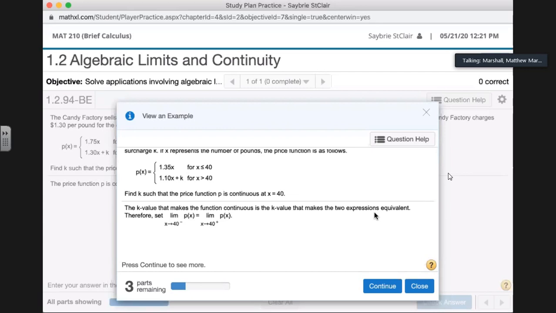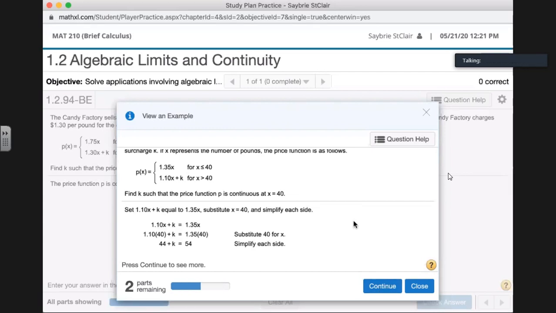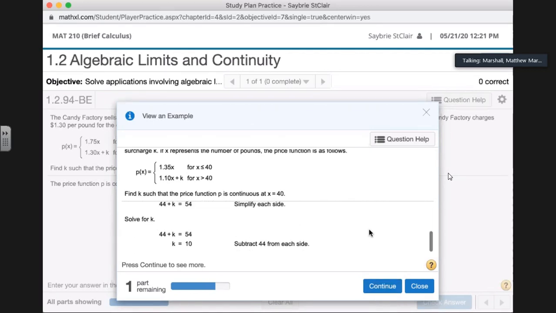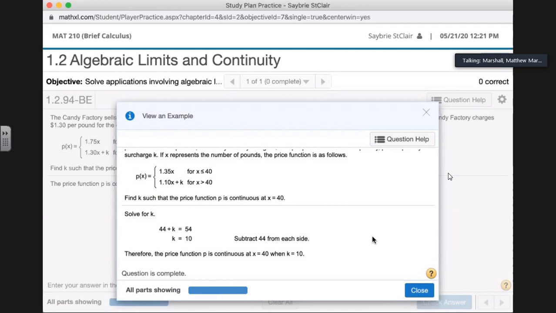You could hit continue on this one and see what it said. So yeah, that's what I got. I got the 44 plus K equals 54. Take away 44 gives you K equals 10. Yeah, you hit continue. So yeah, that's exactly. And then the quiz kind of threw you for a loop because it was super close.